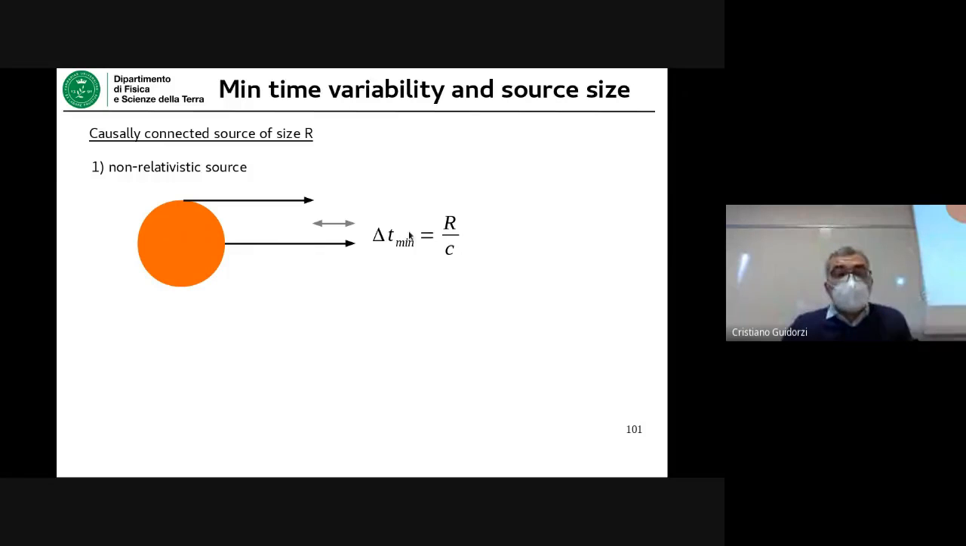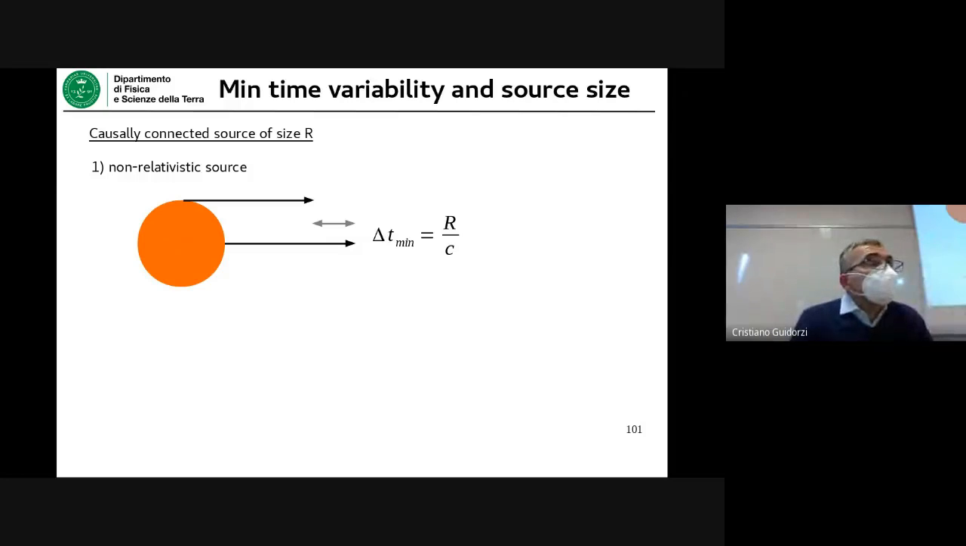So we call this, and if you just work out, if we call r the radius of the source, in this case I just took a spherical source, but this is not the point. So you see that the so-called minimum variability time is just r over c. Minimum, because you cannot cancel out the effect due to the extension of the source.